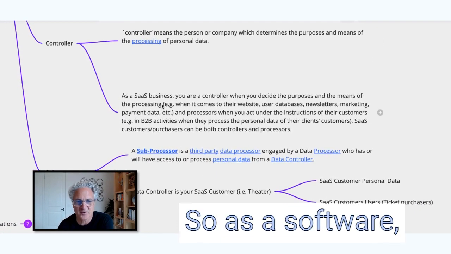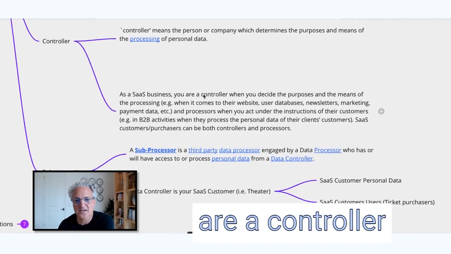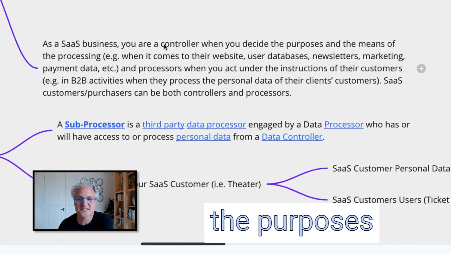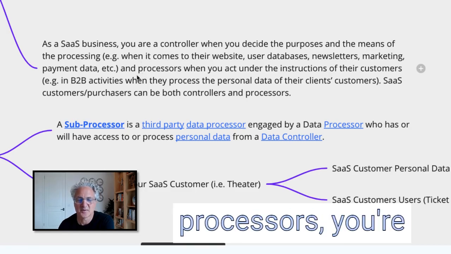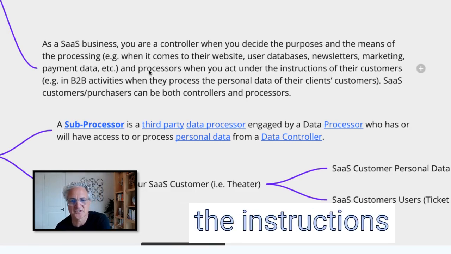So as a software as a service business, you are a controller when you decide the purposes and means of the processing. And you're a processor when you act under the instructions of the customer.